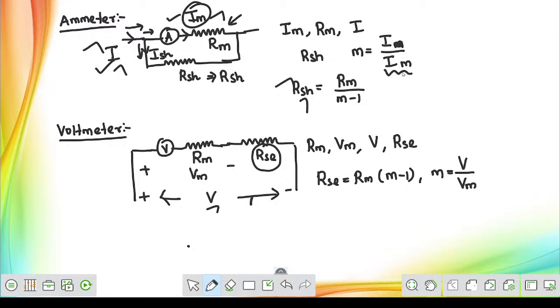So Im is nothing but the meter reading that will be initially consumed by the ammeter, that is the initial current passed through the ammeter. Similarly, Vm is the initial voltmeter reading, V is the new voltmeter reading, I is the new ammeter current. So do remember the difference between these two, because questions will be repeatedly framed using this concept.